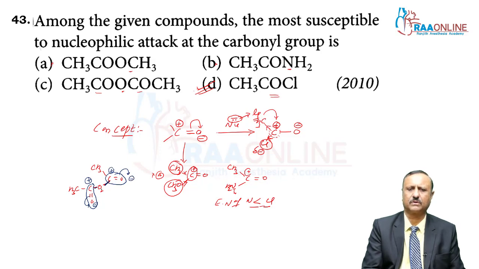So, the power of this oxygen is divided into two parts. So, the power is halved. When the 3.5 electronegativity is divided by 2, you get 1.75, and this 1.75 is less than the electronegativity of chlorine, that is 3. So, my dear students, the answer is D.